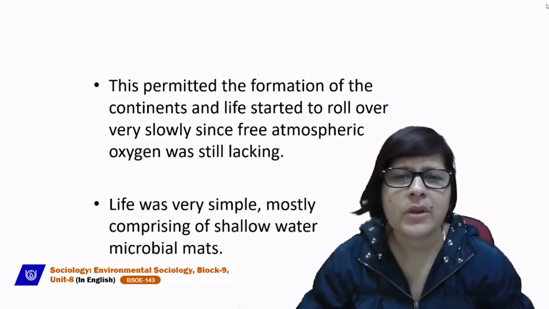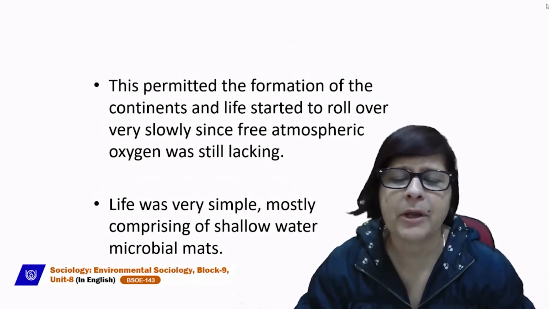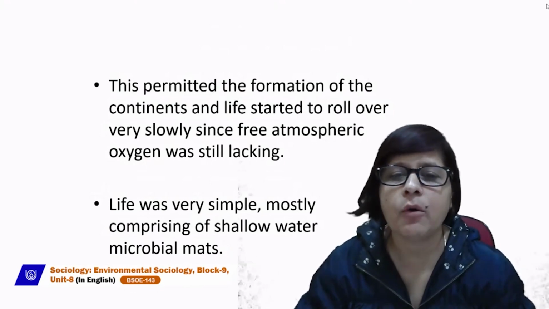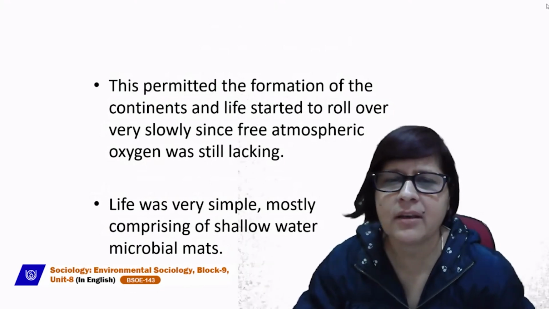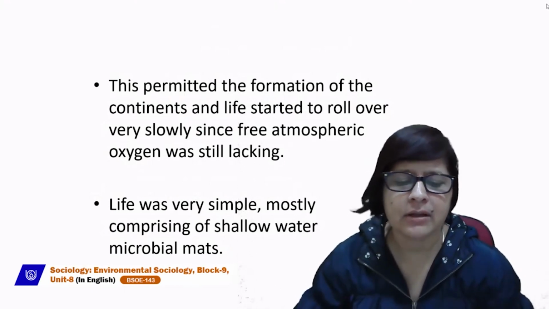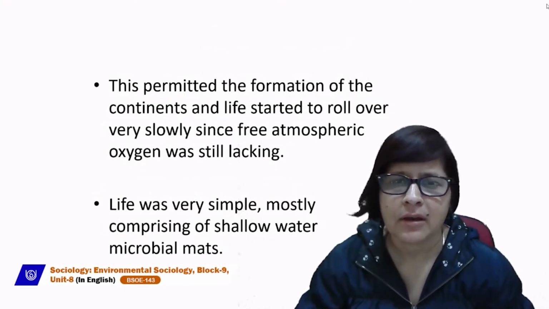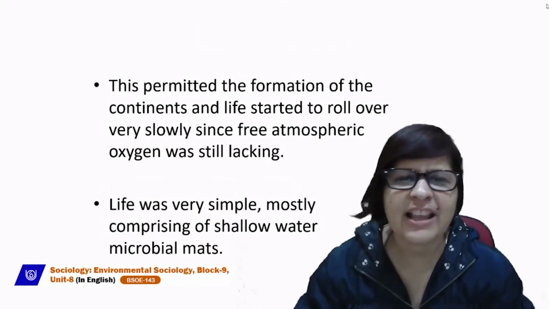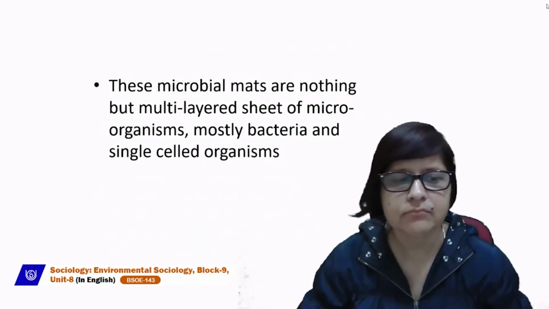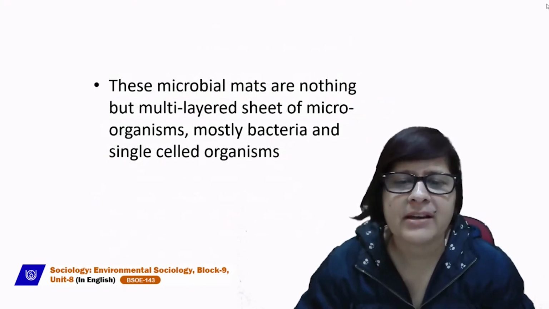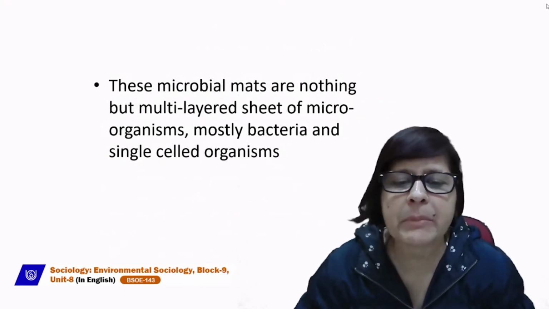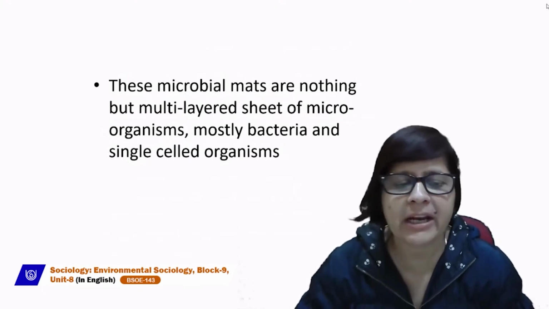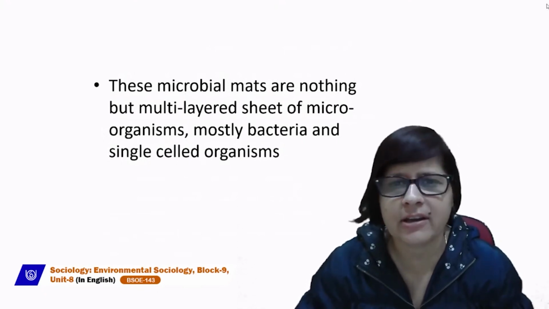During this eon, life was very simple, mostly comprising shallow water microbial mats. Only a few microbial mats were there. Life was there, but it was very simple, like microbes. These microbial mats are nothing but multi-layered sheets of microorganisms, mostly bacteria and single-celled organisms.